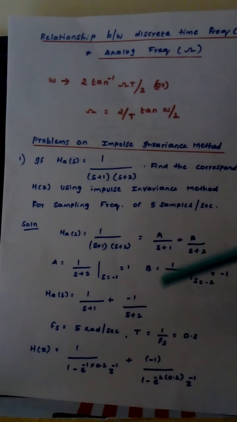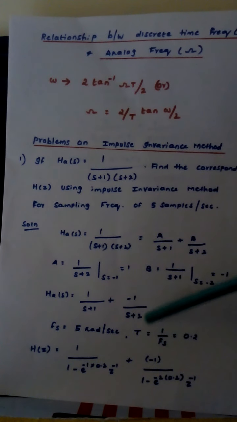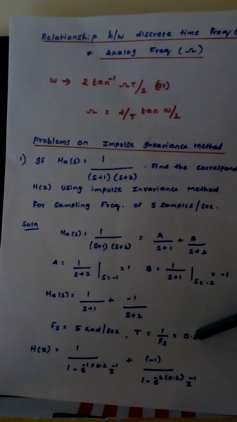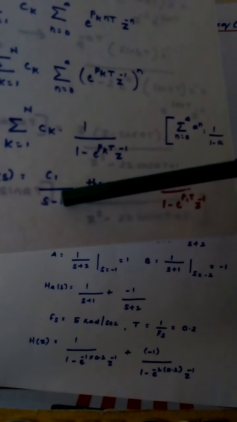In this they have given the sampling frequency as 5 per second, and from the frequency we have to find out the time T. The T value can be found out by 1 by fs, that is 0.2. Now we already know the formula for the impulse invariant method. If it is in the form C1 divided by s minus pk, then the transformation will be: the constant will remain the same, and the pole we can write as 1 minus e to the power of p1 into T into z to the power of minus 1.